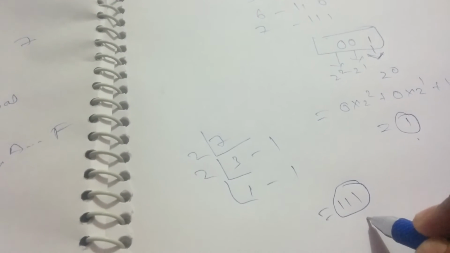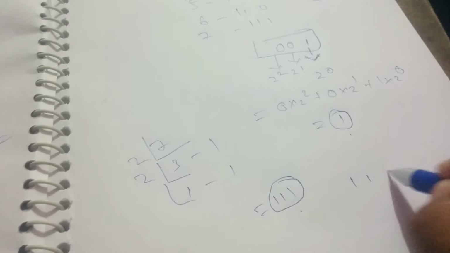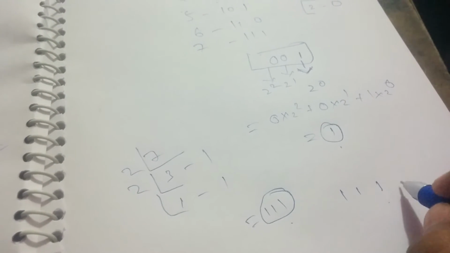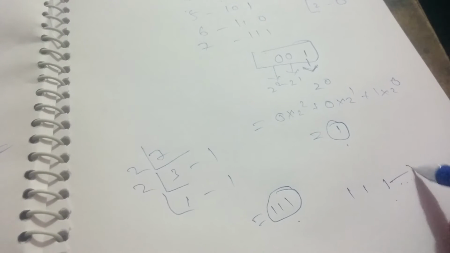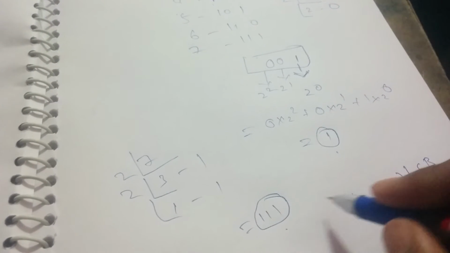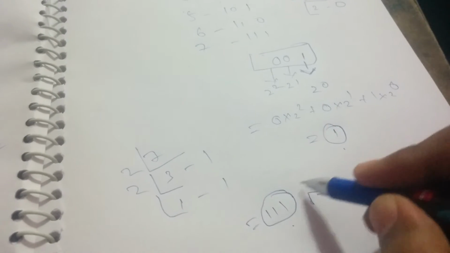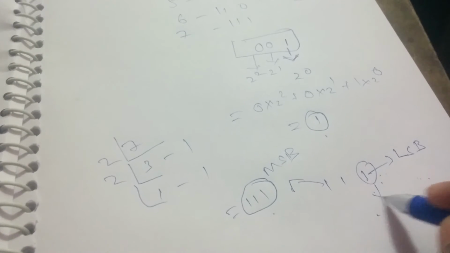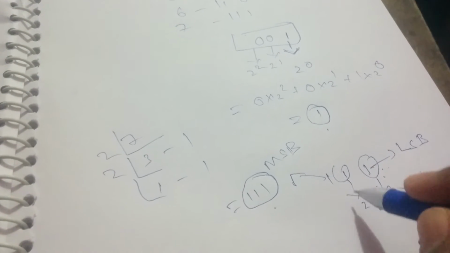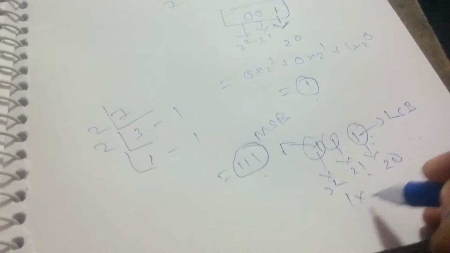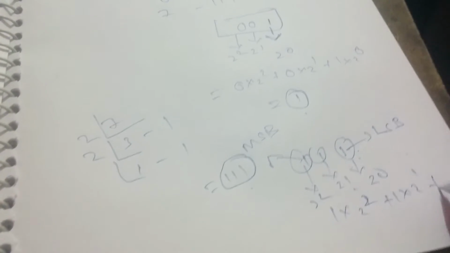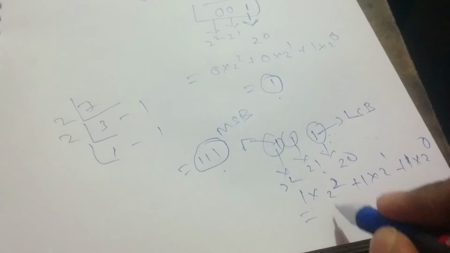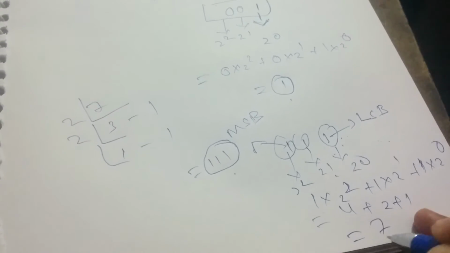How can you confirm this 111 is 7? Use the positional values. The rightmost bit is called the LSB, least significant bit, and the leftmost is called the MSB, most significant bit. You have to start converting from the LSB. This is 2 power 0, 2 power 1, 2 power 2. This is nothing but 1 into 2 power 2 plus 1 into 2 power 1 plus 1 into 2 power 0, which is equal to 4 plus 2 plus 1, equal to 7. This is how we can convert decimal to binary.